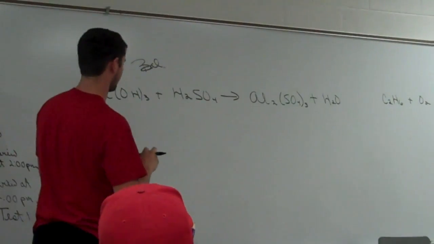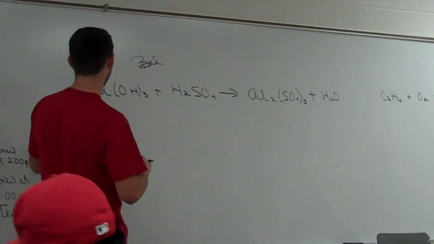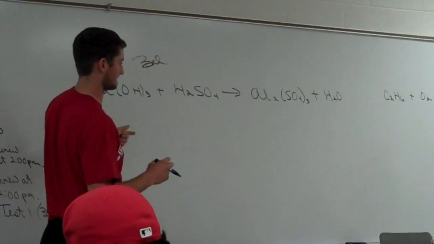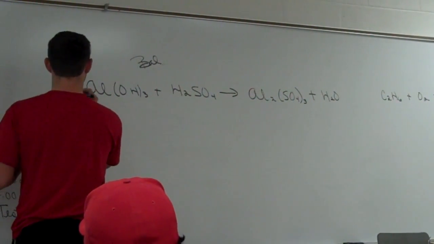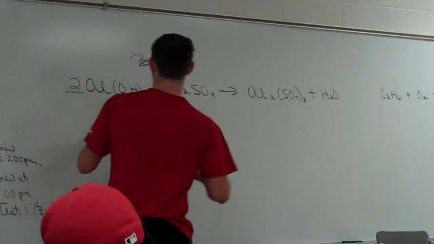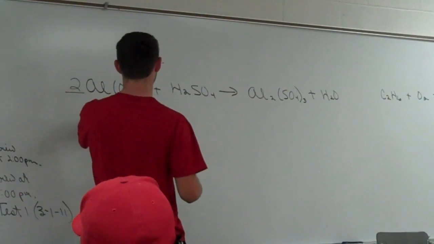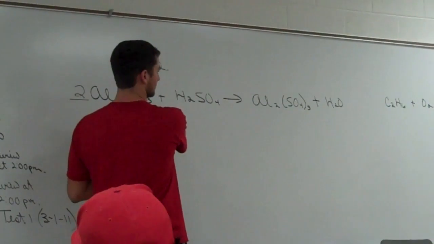Start with? Just act like you're me. I started with aluminum. Okay. It's not fluorine and it's not oxygen. Okay. So since that aluminum has 2, I put a 2 right here. Okay. And then after that, I looked at my hydrogens because I didn't want to balance oxygen.